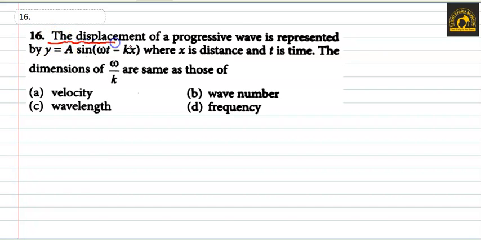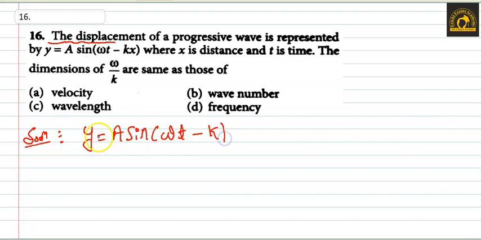The displacement of the progressive wave is given. So let's see the solution. The displacement wave of the progressive is a sine(omega t minus kx). That is called the displacement of the progressive wave, where x is the distance and t is the time. So what is the value for this one?